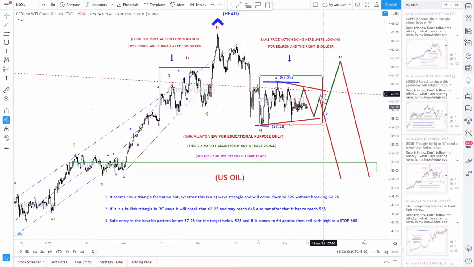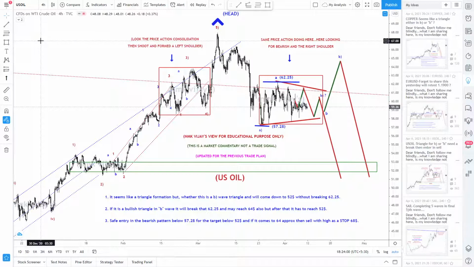So there are two opportunities: whether the intermediate wave B is a triangle and then it can shoot up to 64.5. I have already placed a sell order at 64.2 with the stop loss at this high, and a stop loss also placed below this 57.10, for the target of 52. So I have already placed the two sell orders. This is a sell limit order and this is a sell stop order.